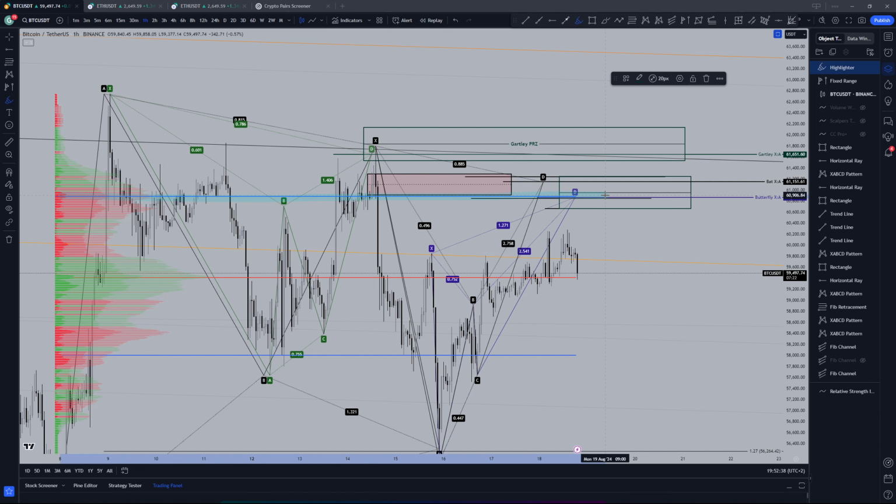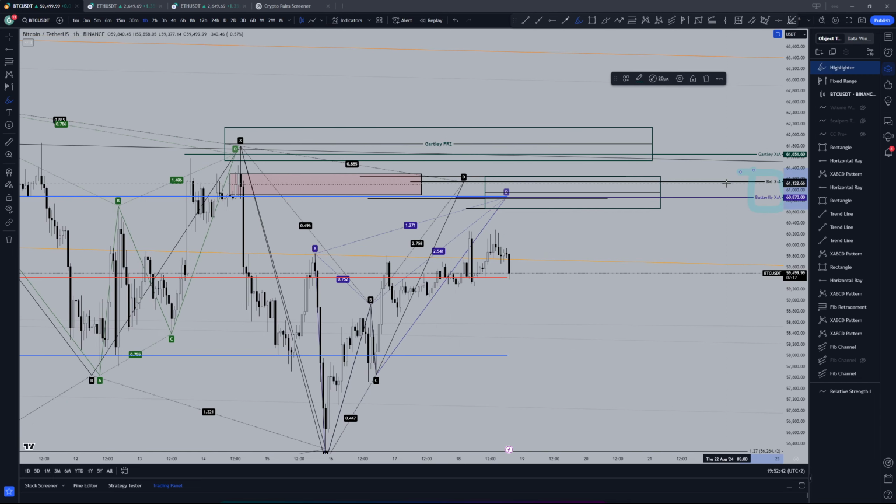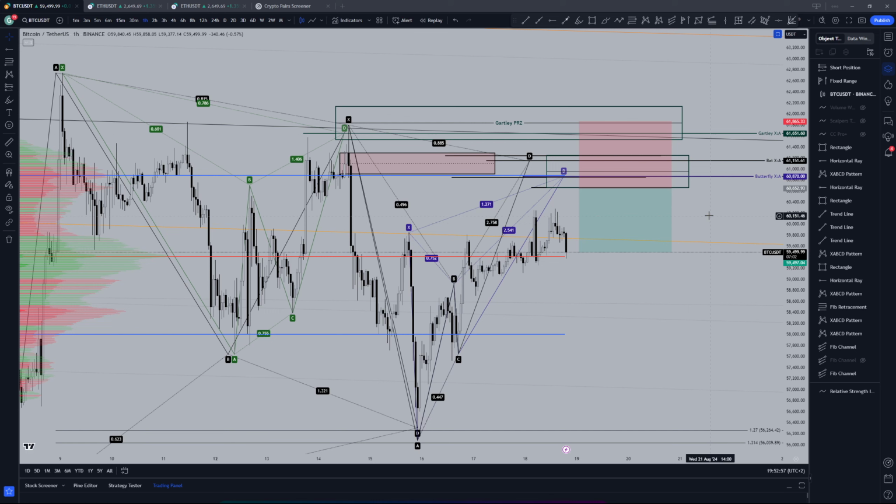We have this VAH right over here, which really nicely aligns with our bat XA and our butterfly XA, and with this 4-hour order block that we drew. So this would potentially be an area where I'd look to short. Or if I was in any longs, I would look to take TPs here.